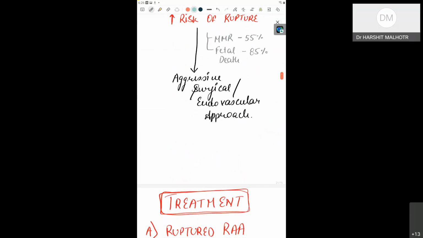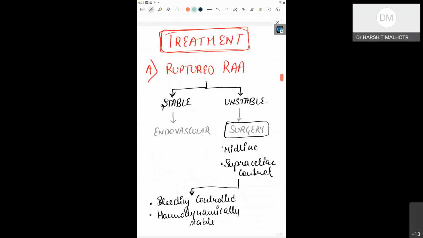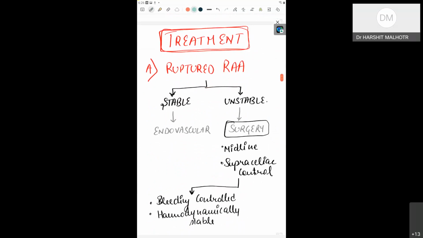The approach can be surgical or endovascular in all these cases. So now, coming to the treatment. If it has already ruptured and the patient is stable, we can proceed with endovascular procedures. If the patient is unstable, then we have to intervene immediately, and open surgeries are done.